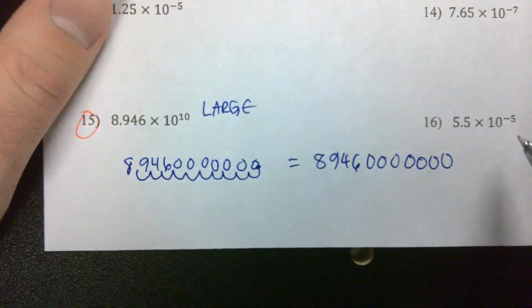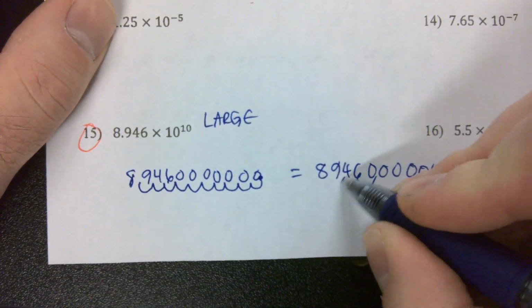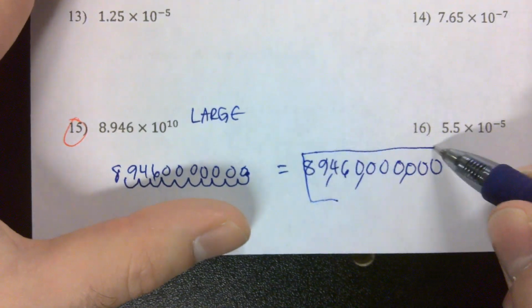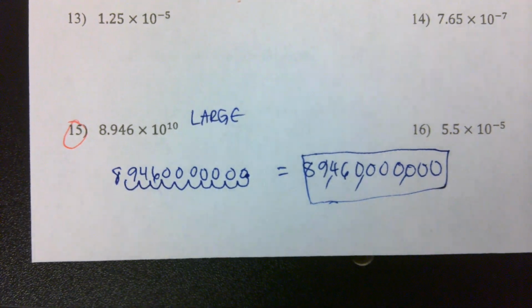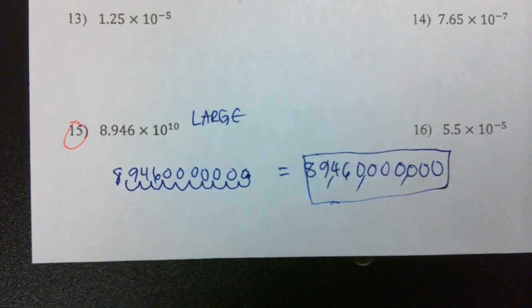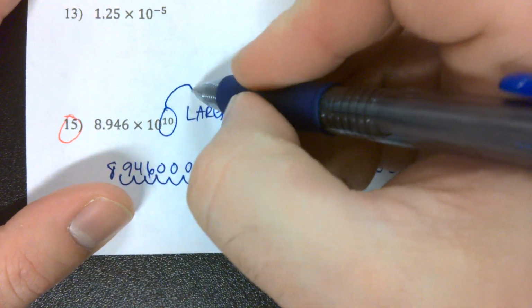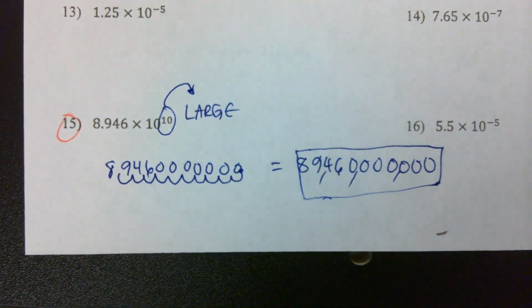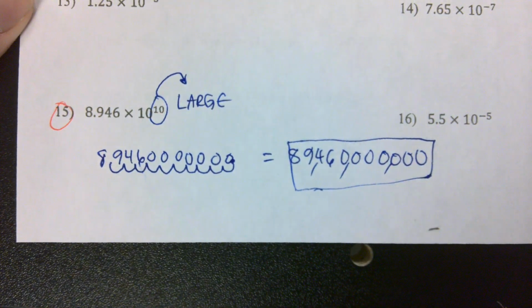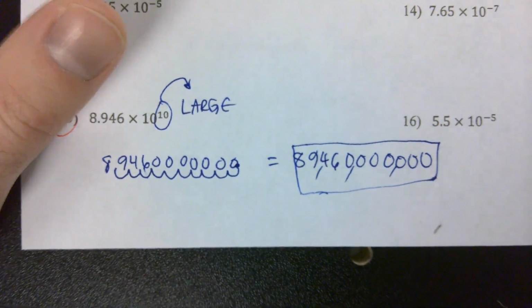Now with our commas, we want to count from right to left. 1, 2, 3, comma. 1, 2, 3, comma. 1, 2, 3, comma. What number is that? 89,460,000,000. Super, super large number, we can tell because the exponent is positive. And we move 10 spaces to match that 10 on our power. This is our answer. You want to know what's not our answer?